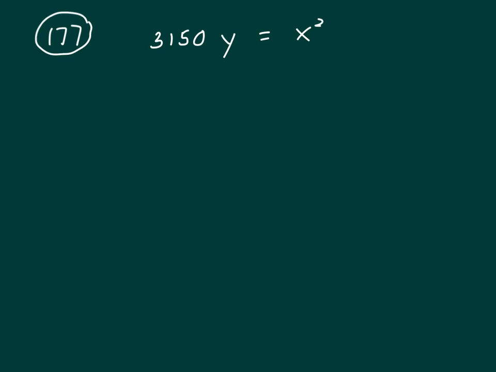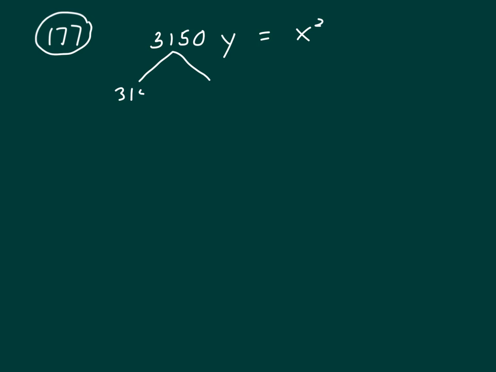You can't take the same two numbers, multiply them together, and get 3150. We want to figure out what we can multiply 3150 by that will give you a perfect square. So this is a prime factorization problem. You want to break 3150 down to prime factors.